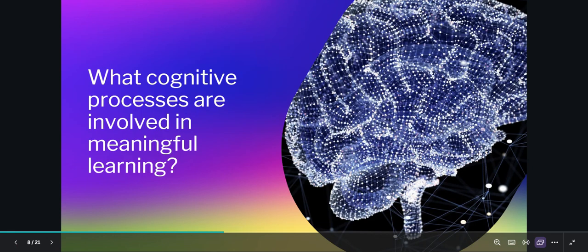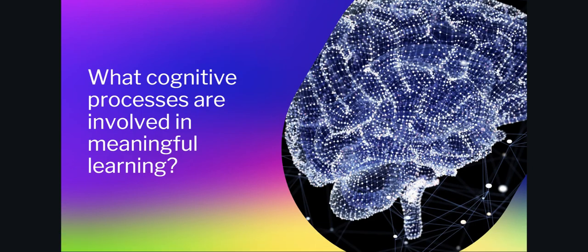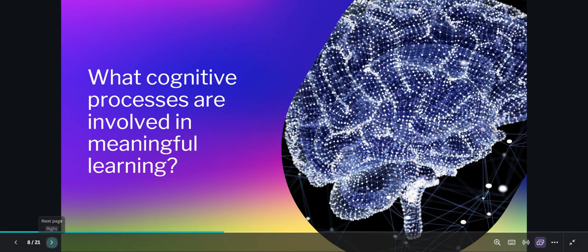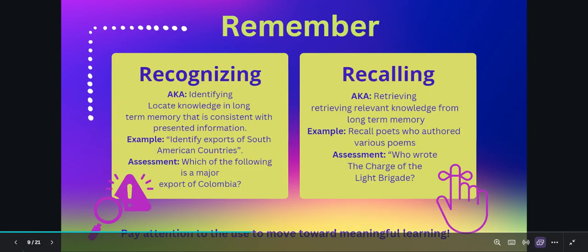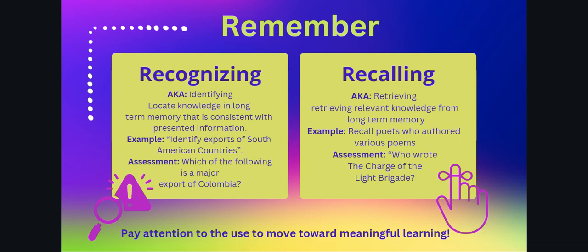What are the cognitive processes that are involved in meaningful learning? There are a total of 19 processes. Let's take a brief look at each one. The first level in Bloom's taxonomy is remember. Remember includes retrieving relevant information from long-term memory.